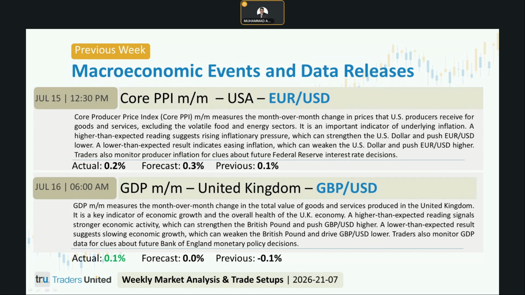Forex traders closely watched whether inflationary pressures would accelerate or remain contained. A reading above the forecast was expected to strengthen the US dollar, while a weaker reading was expected to weigh on the dollar and support euro dollar currency pair.